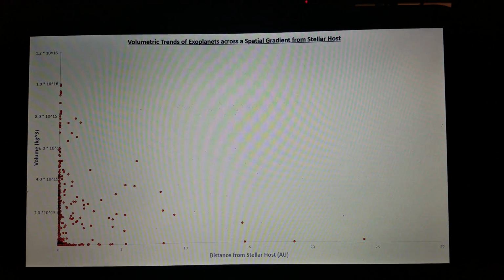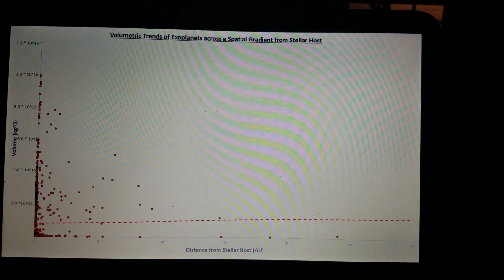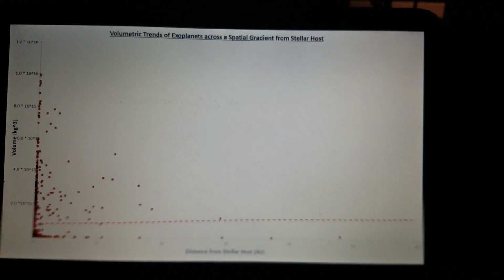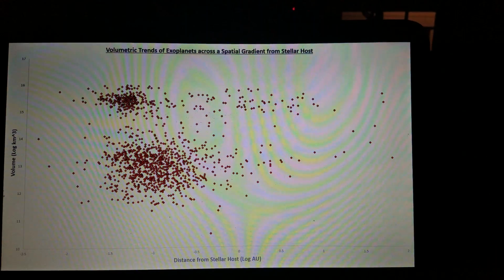With the volumetric trends, once again we see a similar pattern, and the x-axis once again is the distance from the stellar host, while the y-axis this time is the volume in kilograms cubed. Once again, our trend line is relatively non-changing throughout, so that logistic transformation was changed.